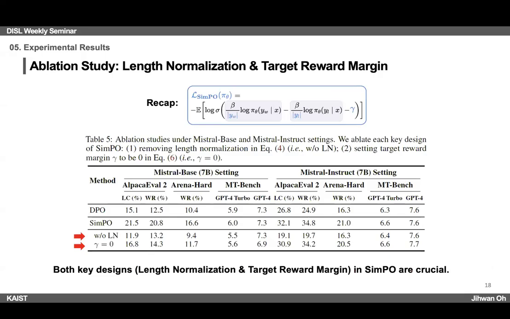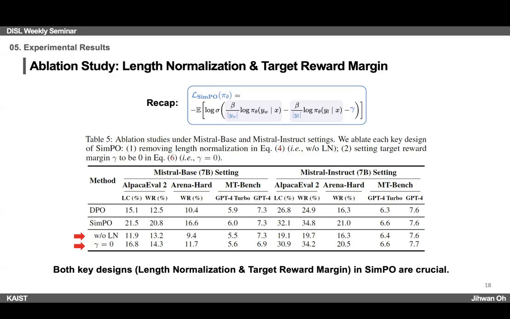And these slides present an ablation study that examines 2 key design choices in SimPO. First, length normalization, and second, the target reward margin gamma. At the top, we have a recap of the SimPO loss, which includes both the length normalization and the reward margin term. In this study, the authors test what happens when we remove each component: first, by removing length normalization, and second, by setting gamma to 0, effectively removing the reward margin.